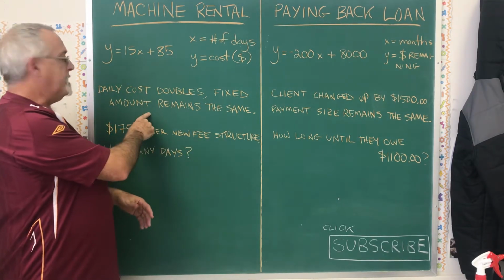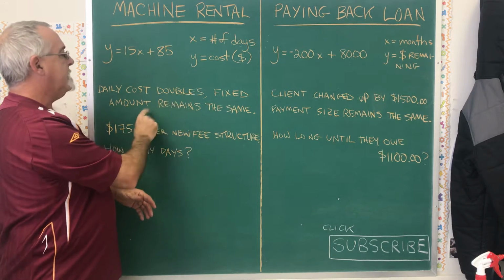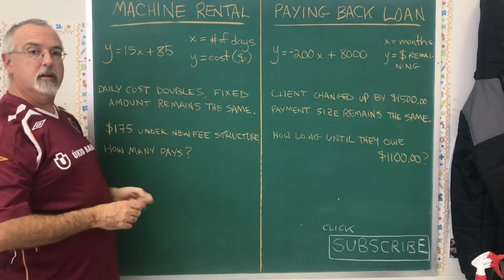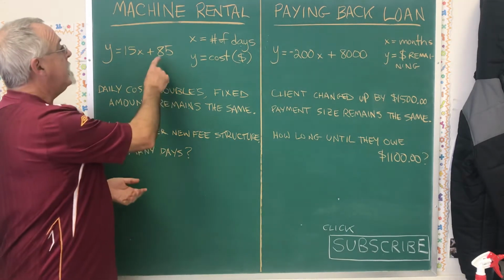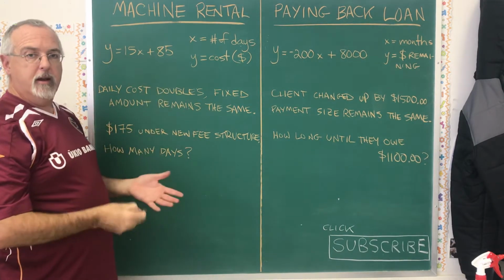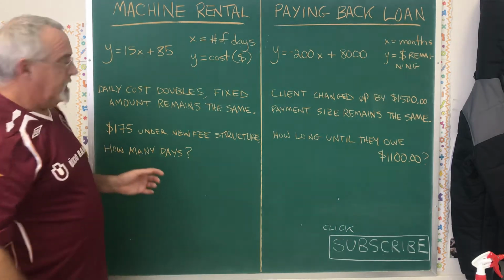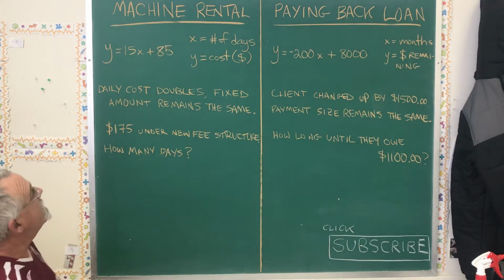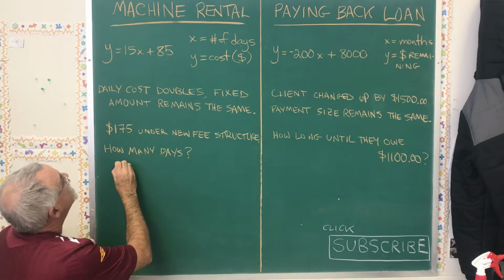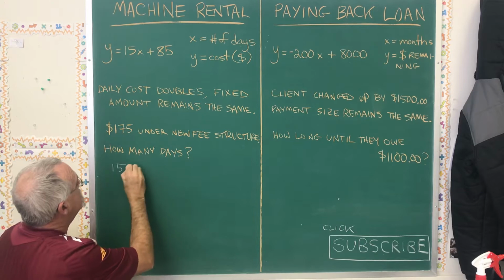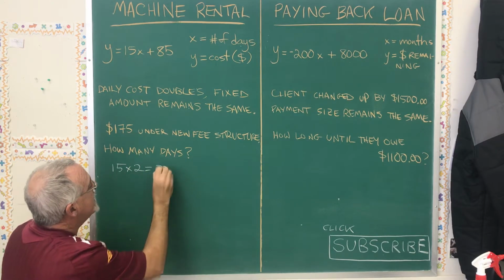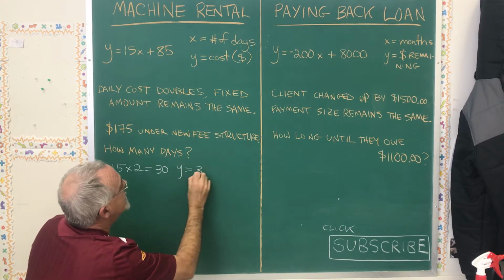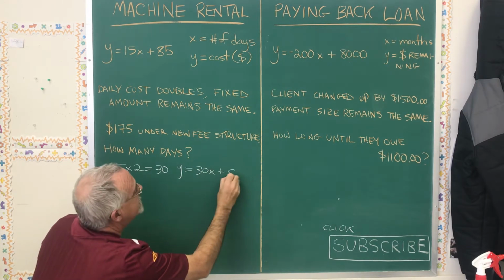They've changed something. The daily cost doubles, but the fixed amount remains the same. That means this daily cost of $15 is doubling to $30, but the initial amount that you pay, the $85, doesn't change. We need to answer our question using a new equation where we've changed that parameter. So 15 times 2 equals 30. That tells us that the 15 is now a 30. Y is equal to 30x plus 85.